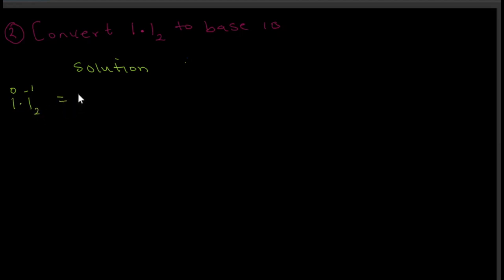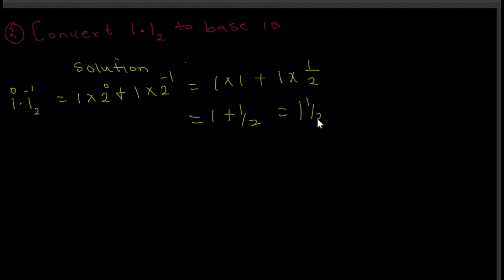So this equals 1 times 2 to the power of 0 plus 1 times 2 to the power of minus 1. And this gives us 2 to the power of 0 is 1, so 1 times 1, plus 1 times 2 to the power of minus 1 is 1 over 2, or you can use 0.5 if you're using decimals. So it's 1 over 2. So this now equals 1 times 1 is 1 plus 1 over 2. So this is 1 and 1 over 2 base 10, or 1.5 base 10. So that's how you work when there is a decimal fraction.